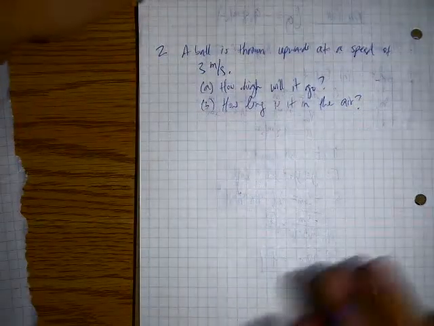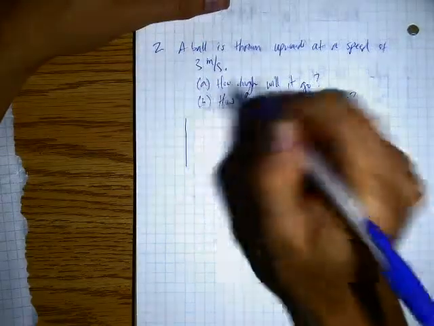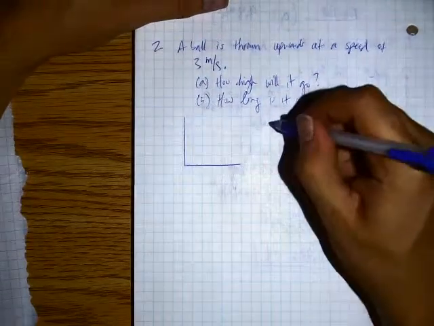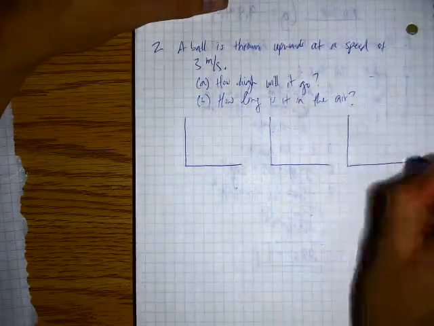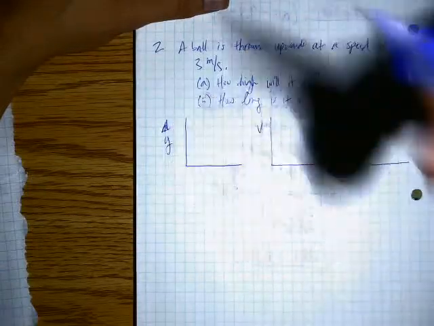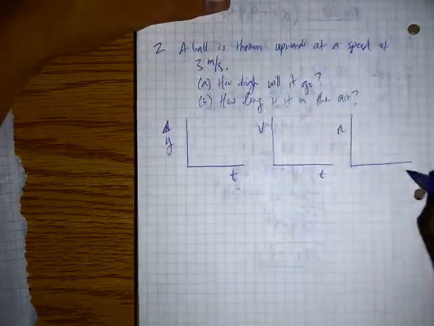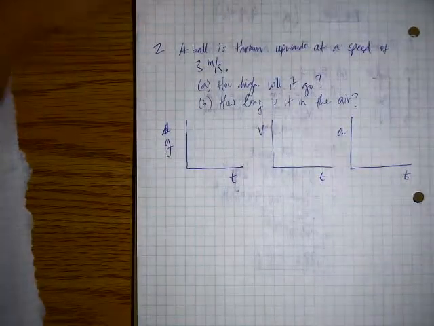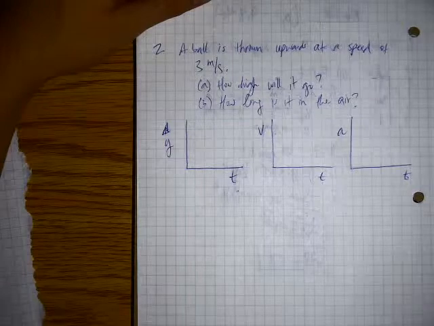All right, first, to start with this, I will draw a few graphs just to make sure we understand, to tie this into graphing the motion. 3 graphs. It's going to be position, I'm going to say y, vertical position, velocity, and acceleration. And so what do we have? A ball is thrown upwards at a speed of 3.